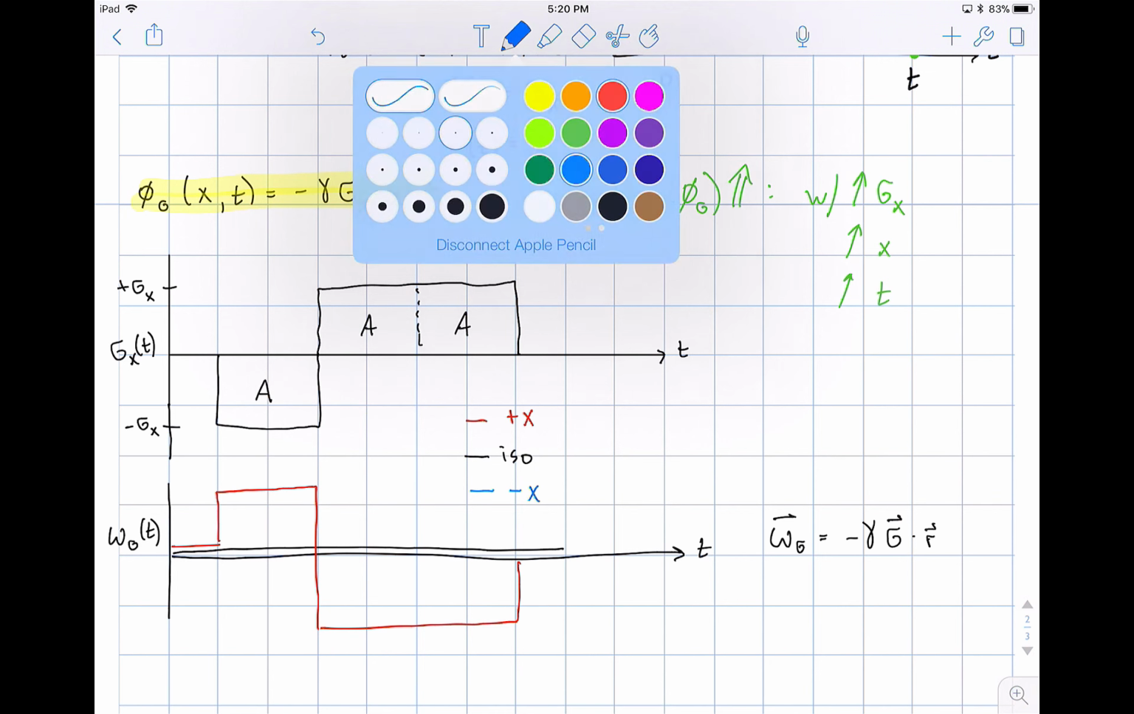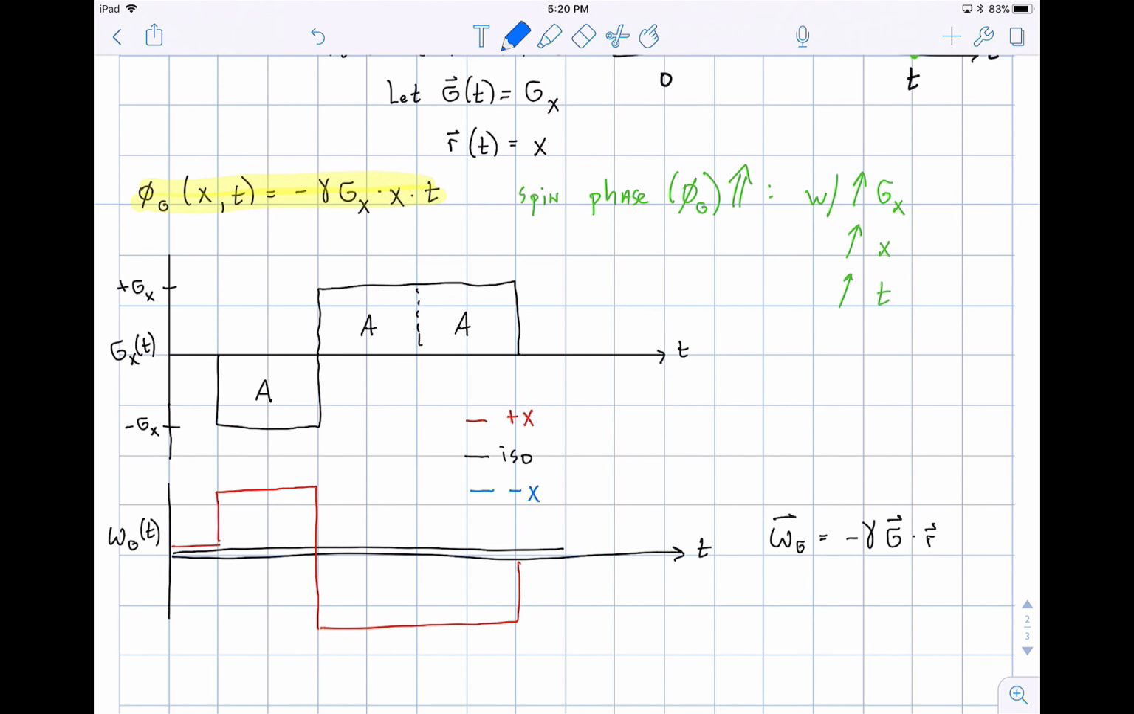So then we can talk about the other spin, which is the negative x spin. It's also going to have no precessional frequency to begin with. But then when we turn on the negative gradients, it's a negative distance away with a negative sign. So this is going to go negative.